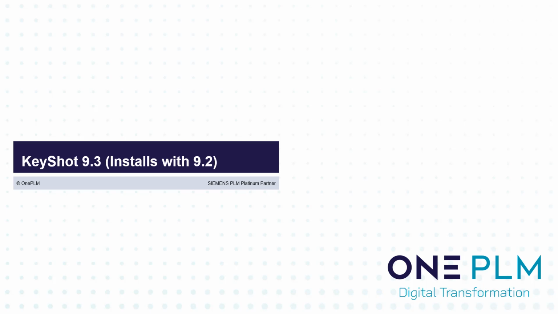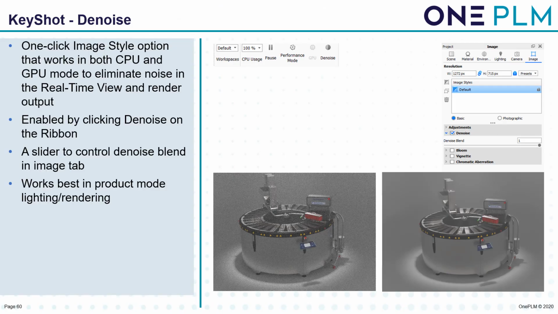But the last thing I'll look at is KeyShot. So KeyShot installs with 9.2, but as soon as you start it, it will prompt you to install the latest version, which as of the start of June is 9.3, so that will then run and install. So you'll have the very latest version of KeyShot with Multiedge 2021.